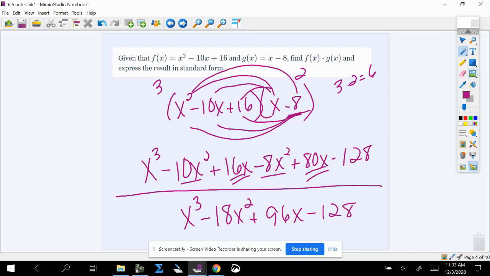So that's what you're going to expect in the Delta Math problems. It's going to ask you to multiply 2 polynomials, and they can be 2 terms or 3 terms. Distribute as much as you can, combine like terms, and make sure that when you type in your final answer, you put it in standard form. And that's how you multiply.